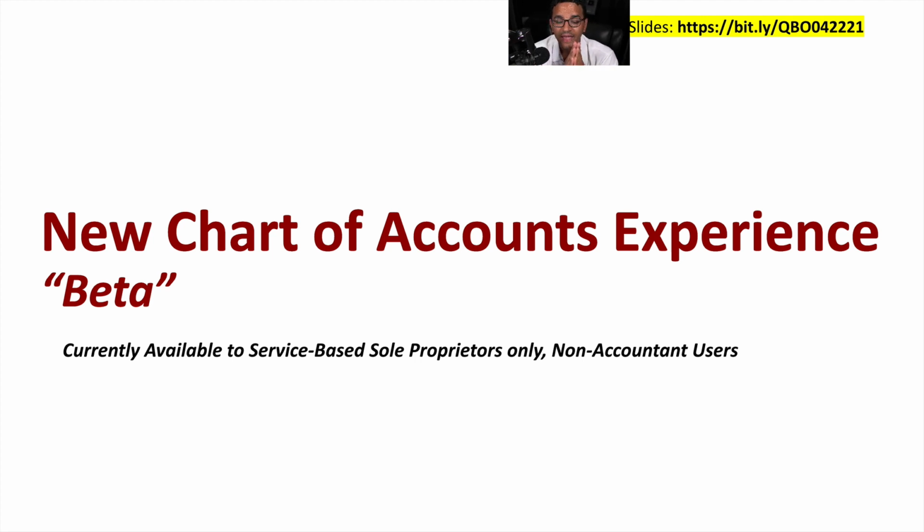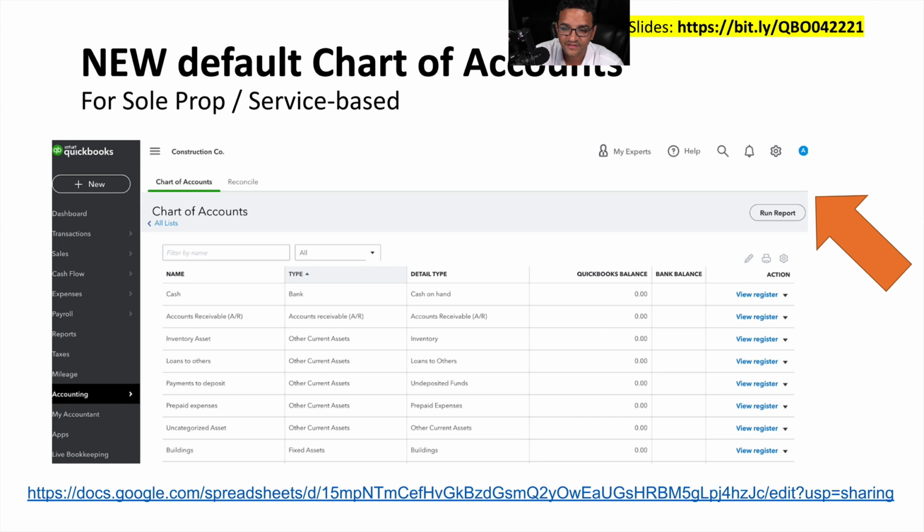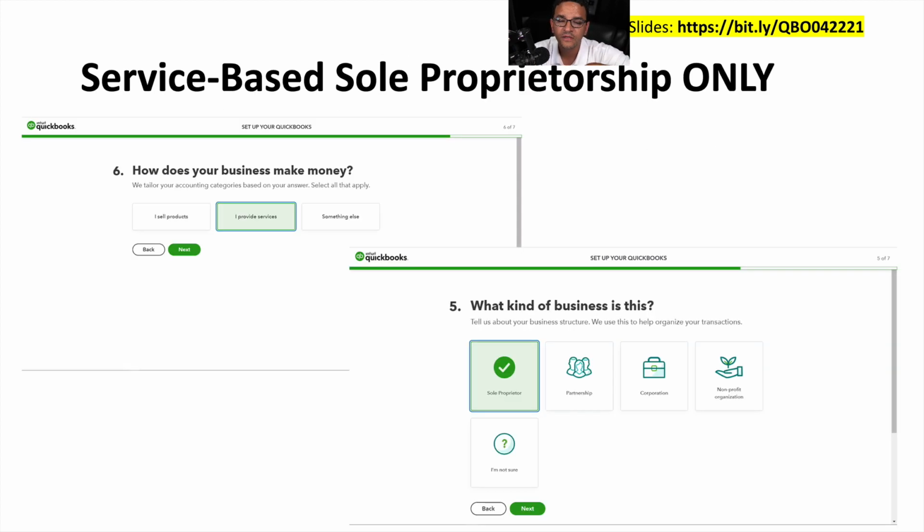Now, if somebody creates a new account in QuickBooks Online, and they pick service-based, or they don't pick that they sell products, just that they're service-based, and it's a sole proprietor. This sequence has to happen exactly, as of April 22nd, the day I'm recording this. If somebody creates a new account and they're a sole proprietor and they say that they're service-based, they're going to get the new chart of accounts experience.